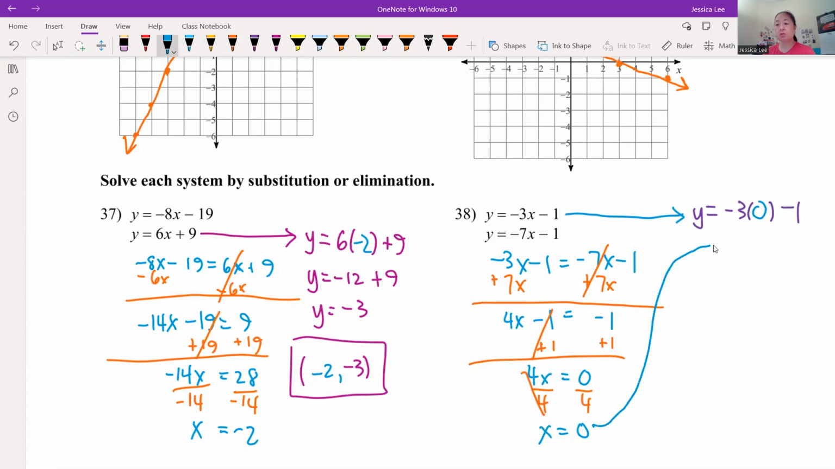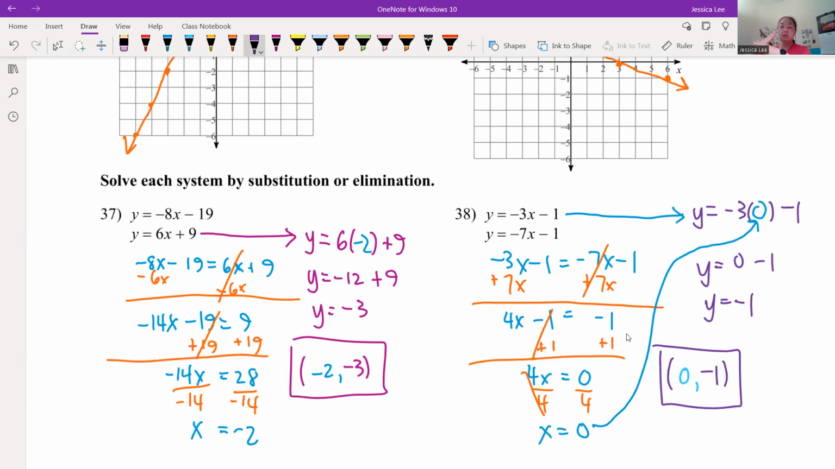That's where it is. That's where it came from, in case you didn't see it. So y is equal to, what is negative 3 times 0? 0. Minus 1. 0 minus 1? Negative 1. All right, so then I know that my solution is going to be 0, comma, negative 1. So we know those two lines are going to cross at 0, negative 1, right? Right here, 0, negative 1.